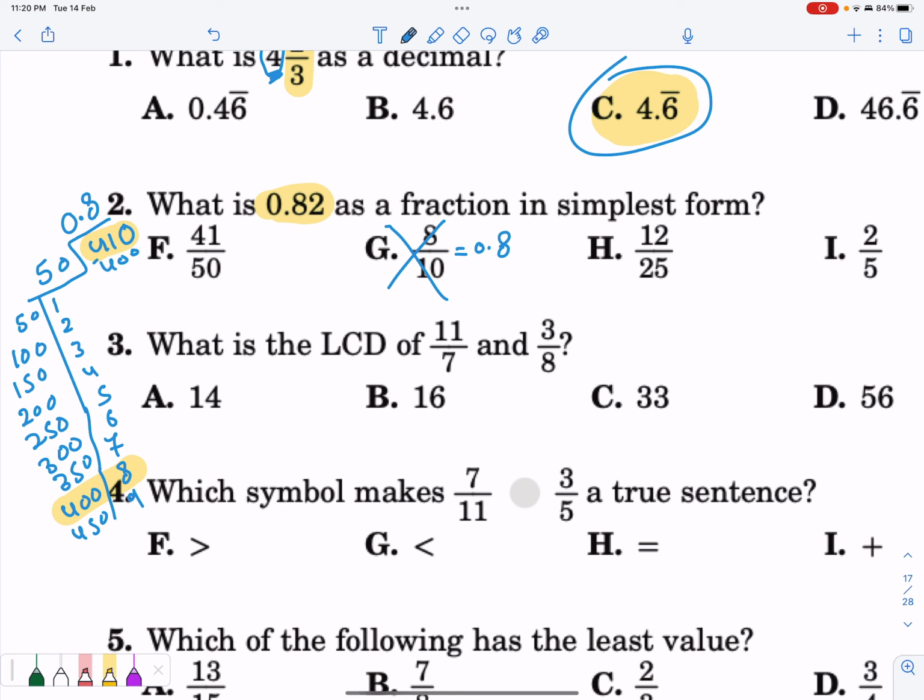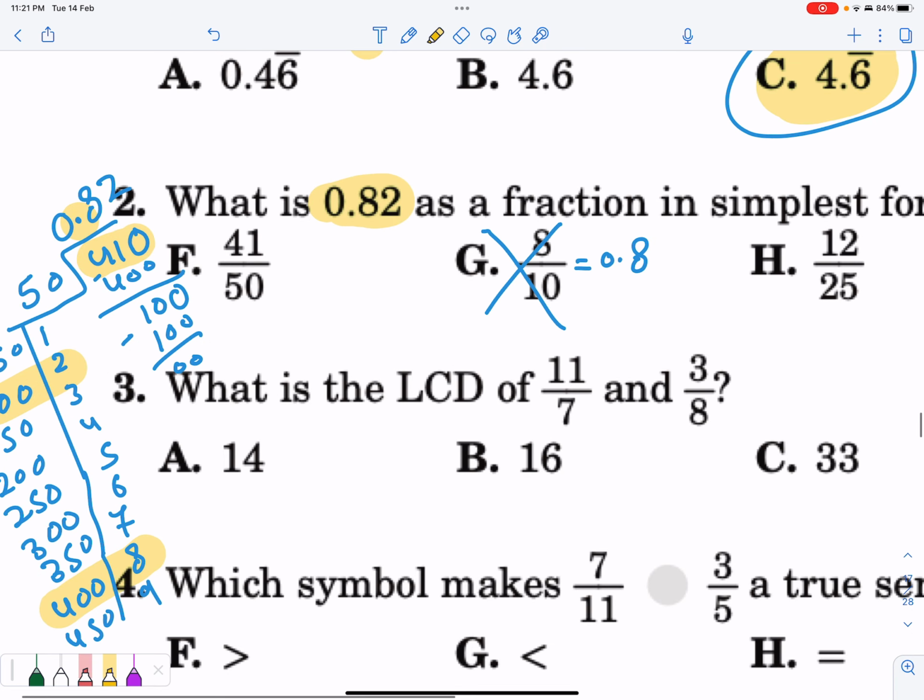400 minus, you will just have 10 left, because 410 minus 400 is 10. So 10 divided by 50, we cannot do it because the 10 is less than the 50. But because I have a decimal up here, I can add another 0 here. So now you have 100. We can get it from the number 2. So I will write 2 up here, and 100 minus 100 is 0. So the fraction 41 over 50, which is F, is equal to what?